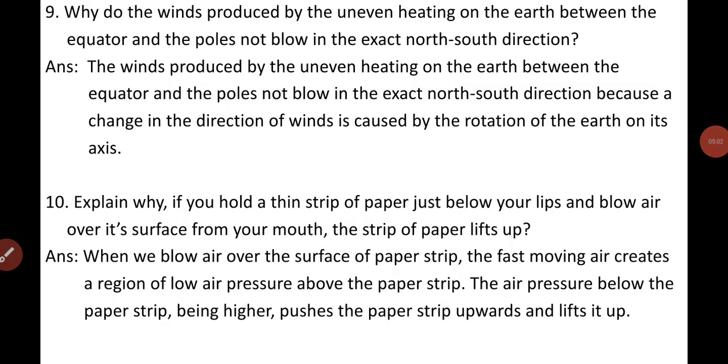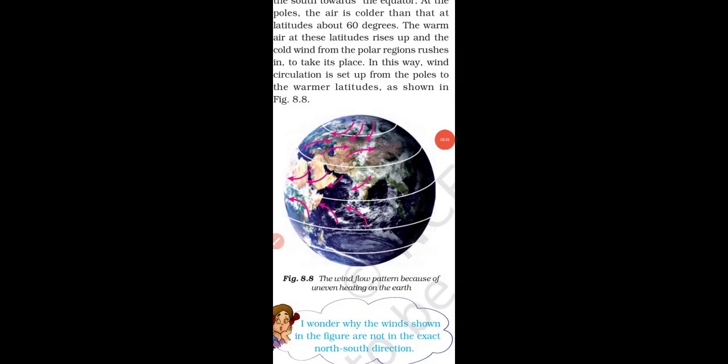Next question, why do the winds produced by the uneven heating on the earth between the equator and the poles not blow in the exact north-south direction? Okay, you have understood the question? Yes, let me show you the diagram. See here in this diagram, the wind is not blowing in the exact north-south direction, as you can see from this figure.